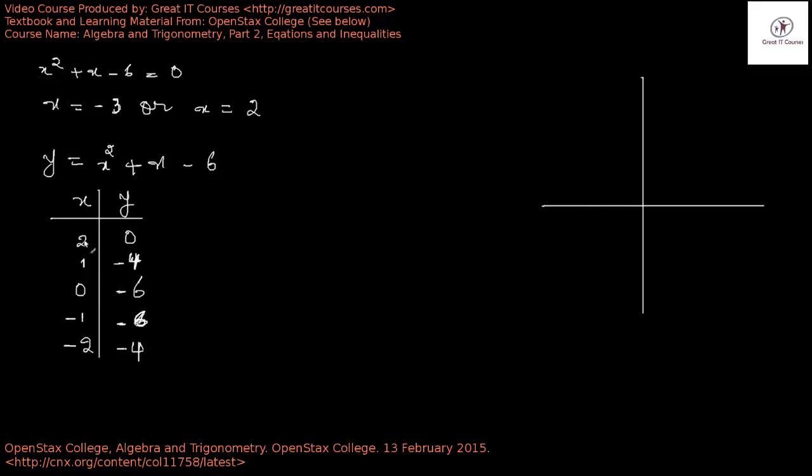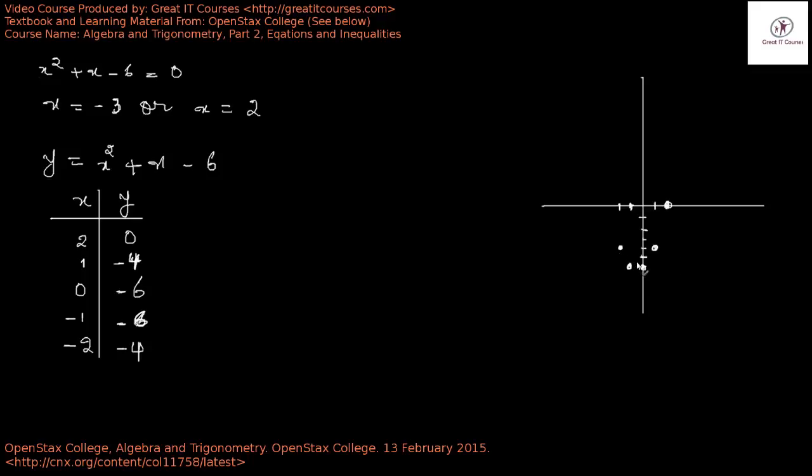So when your x is 2, y is 0, which is over here. This is 1 point. 1, minus 4 is over here. So this is another point. 0, minus 6 is over here. Minus 1, minus 6 is over here. And minus 2, minus 4 is 1, 2, 3, 4, so it comes over here.